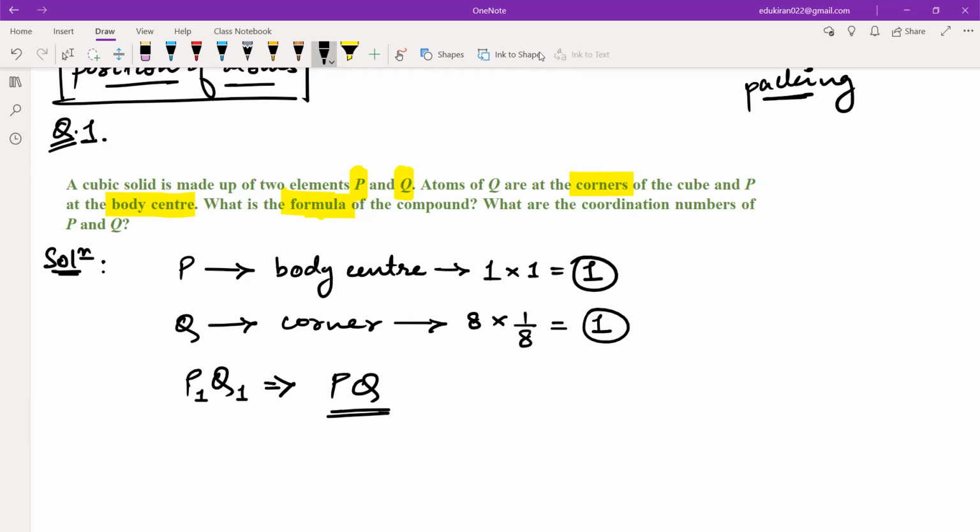Yes, sir. What about Hiba? Darshan? Yes. Yes, sir.